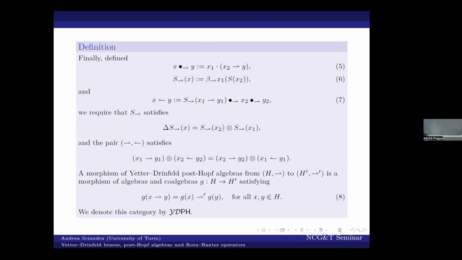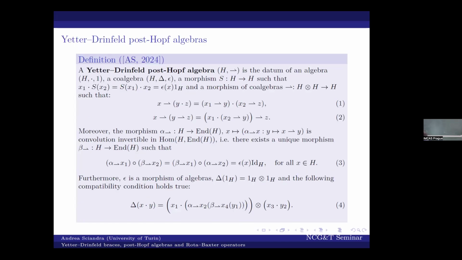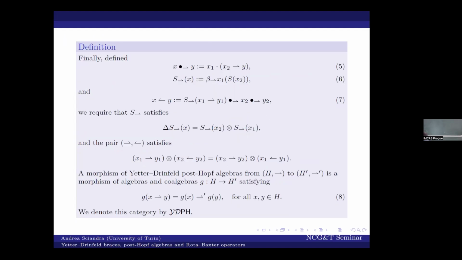Moreover, if we define a new bullet in this way, and this is exactly this part here, and the new S using beta, and the starting S, and the new harpoon, which mimic the definition that we also saw before, then we also need to require that the new S is anti-comultiplicative, and again, the same compatibility condition as before. So this is a bit strange definition, but we will see how all these conditions are needed. So moreover, a morphism of Drinfeld post-Hopf is just a morphism of algebras and coalgebras.